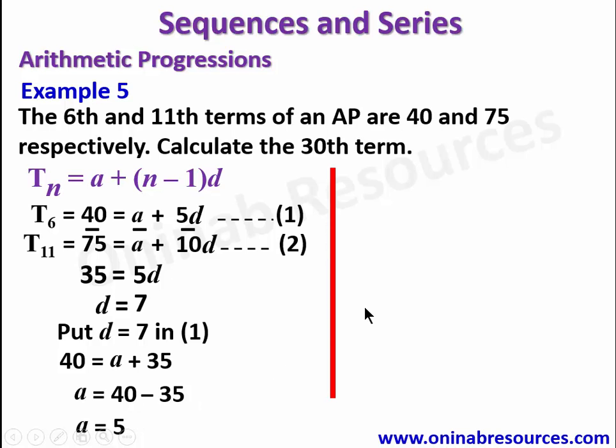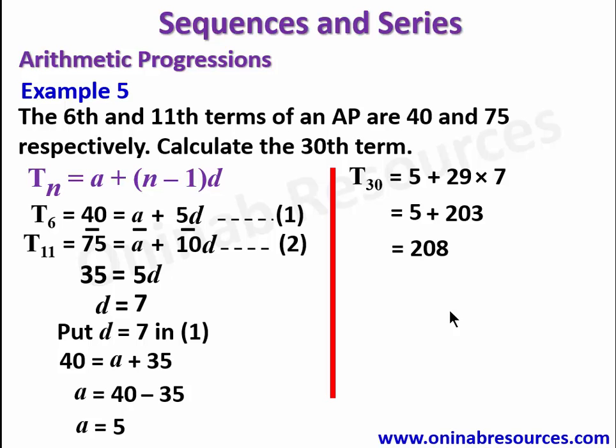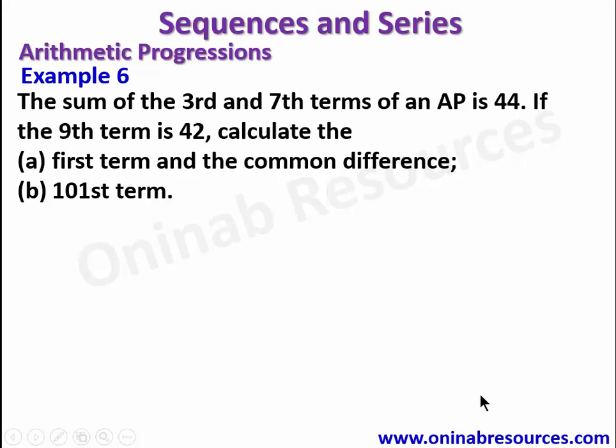So we can go ahead to calculate the 30th term. That is T30 equals A, our A is 5, plus 29 times 7, since 30 minus 1 gives 29. And that will give us 5 plus 203. 29 times 7 is 203, plus 5 gives 208. And that's the end of the solution to example 5. So we go ahead to example 6.